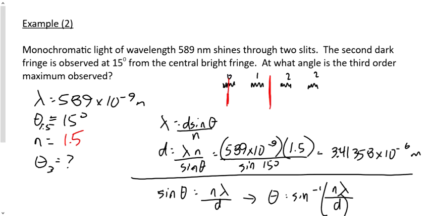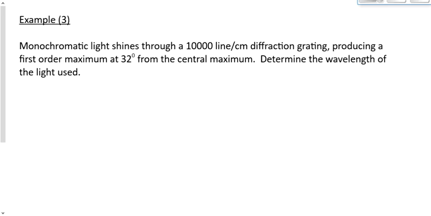Hold on 2 seconds here, guys. We just solved for d. What would n be here? 3. And what would lambda be? The 589 value, right? You solve for theta. It works out to be 31 degrees there. Does that make sense? Let's do another example.